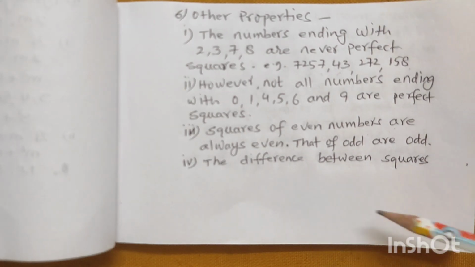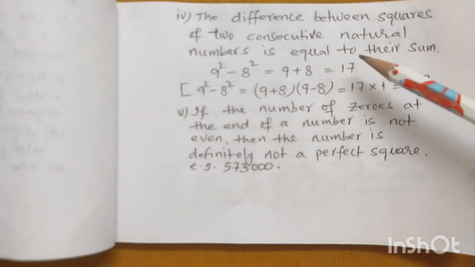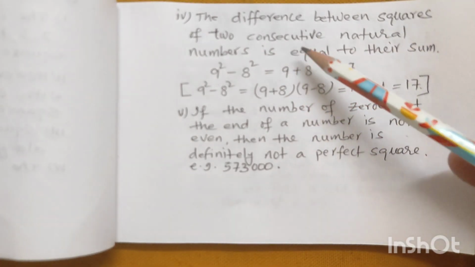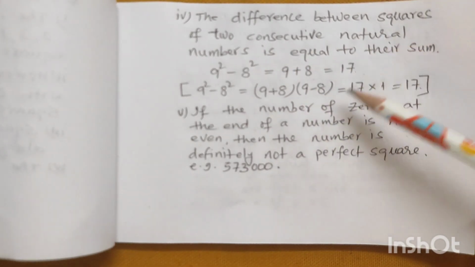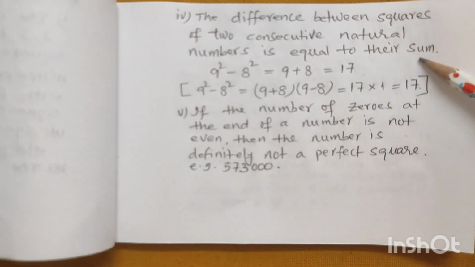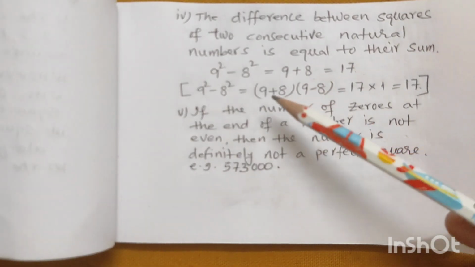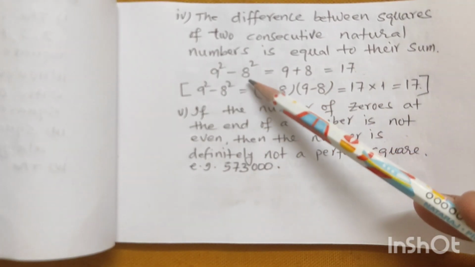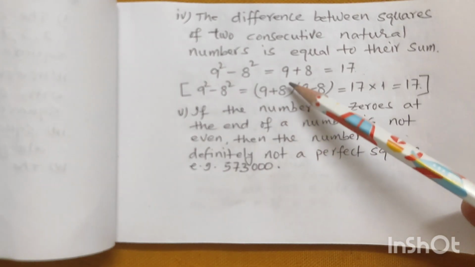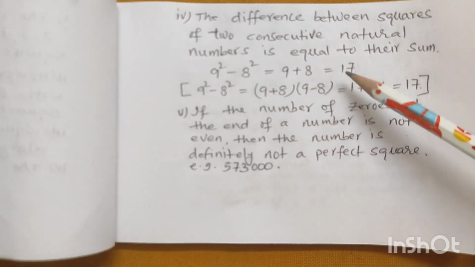Now the difference between squares of two consecutive natural numbers is equal to their sum. This is an example here. 9 square minus 8 square is equal to 9 plus 8, that is 17.